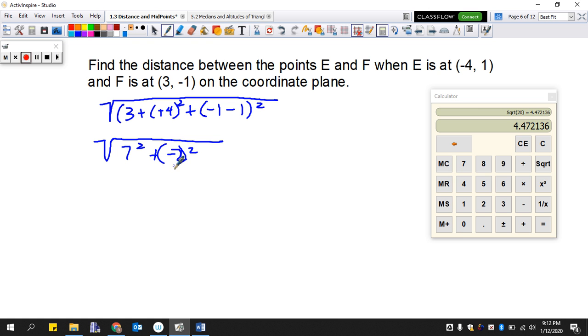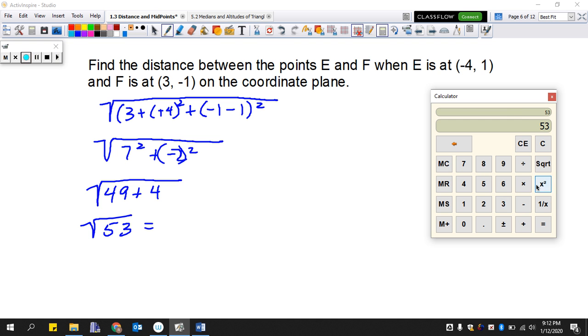Midpoint formula. That's the point that's exactly halfway between the two endpoints. Go ahead and make sure that you copy this into your notes.